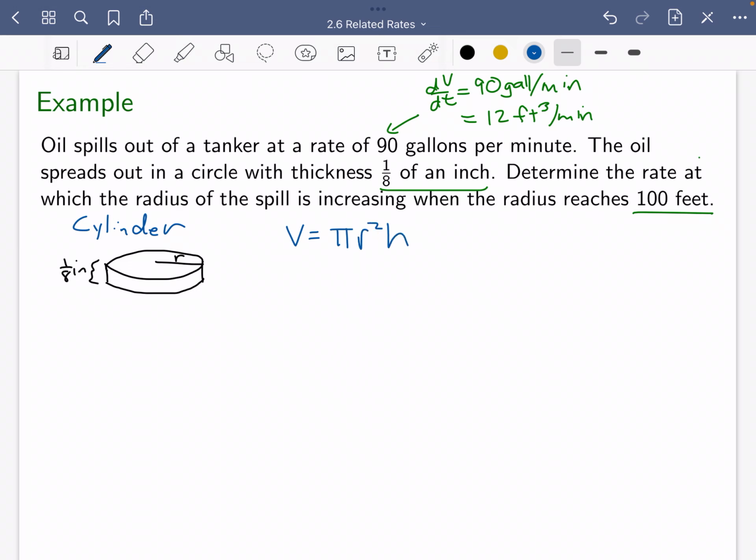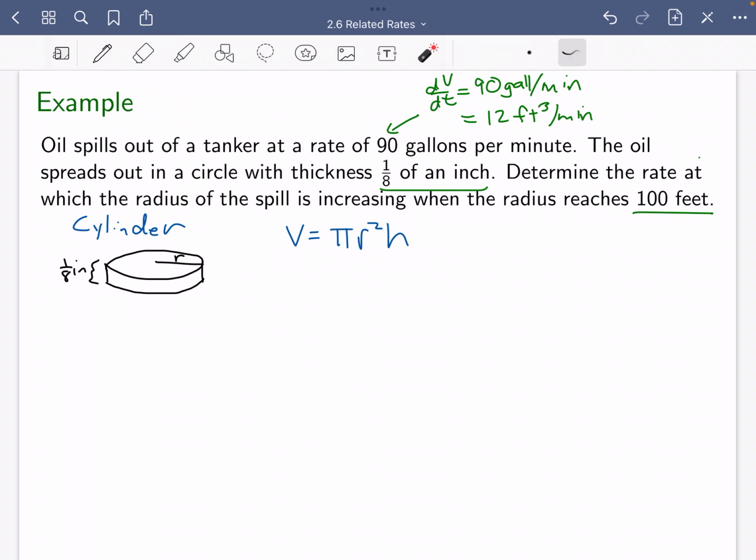Now, is that value h, is that changing? Well, this problem tells us the oil spreads out in a circle with thickness of 1/8 of an inch. So this is telling us that that thickness is going to stay the same as it continues to spread out. So it's pushing it out at a constant thickness. So we can plug in our 1/8. Well, we can almost plug in our 1/8.